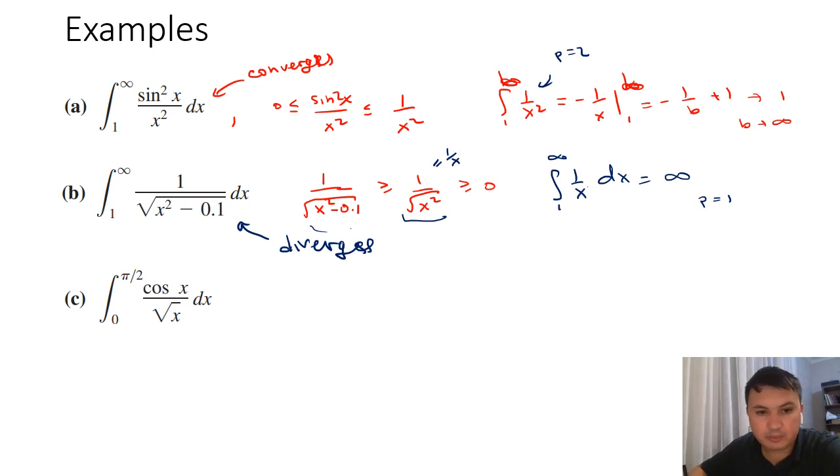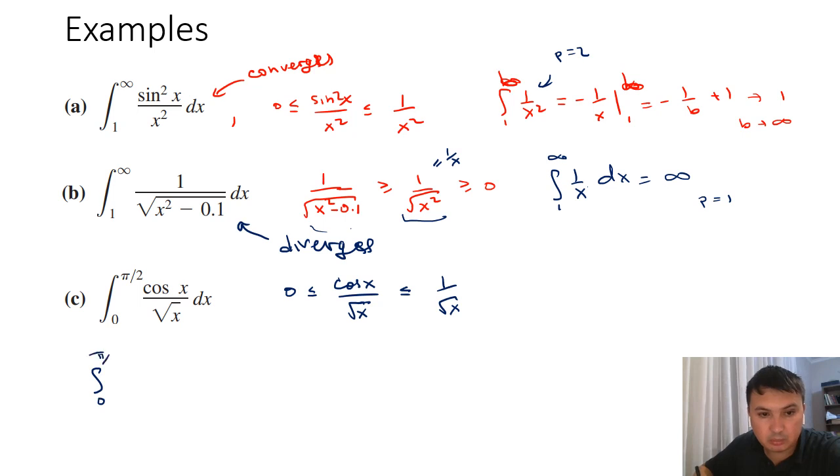How about the last one? Well, on 0 to pi half, the cosine is positive, right? So cosine of x over square root of x is a positive function, and this is less than 1 over square root of x. So if I manage to show that the integral of 1 over square root of x is convergent, then the original function would be convergent. So let's try it.